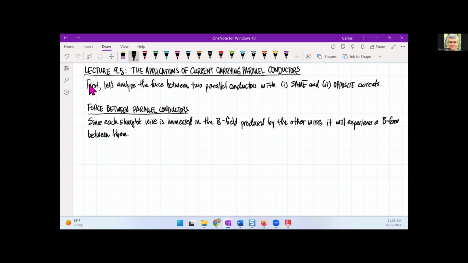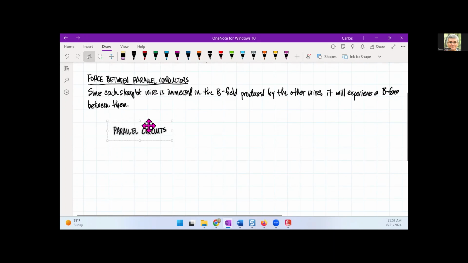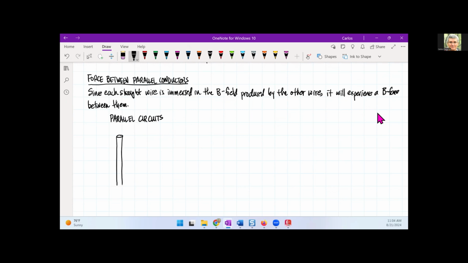So let's start off with parallel currents. If I start off with parallel currents, then I'm really imagining that I have a current that looks something like this. I have a conductor, and let's say it's this long. Remember, they're supposed to be infinite, in other words, very long compared to the radii. So I'm going to color this one blue.